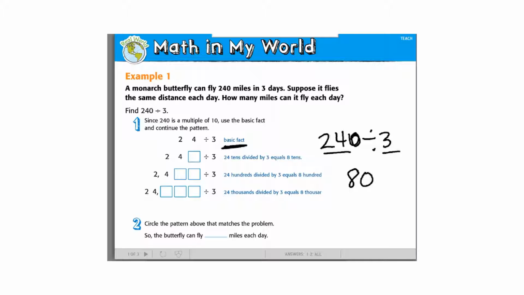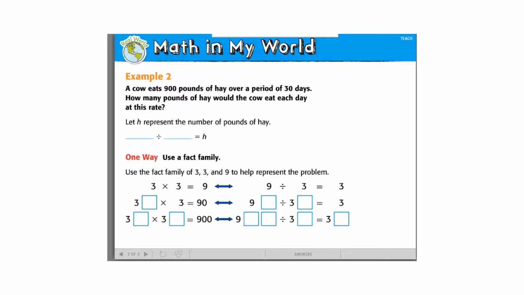This time we didn't have any zeros to cross out because our divisor only had one digit. It didn't have any zeros in it. So the butterfly can fly 80 miles each day. Fill that in. Amazing, right?